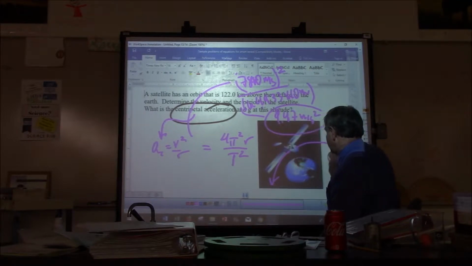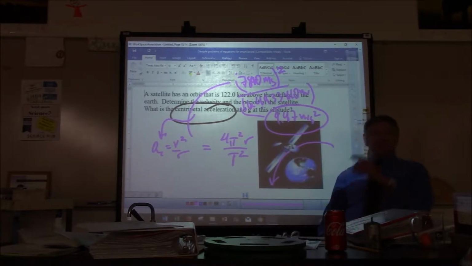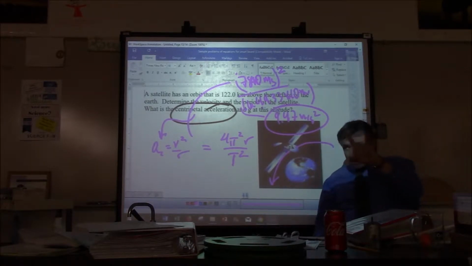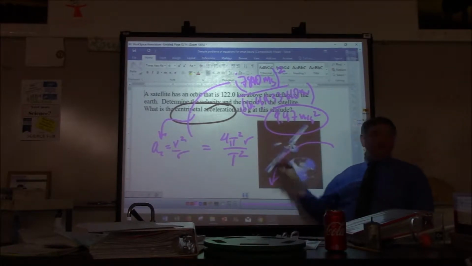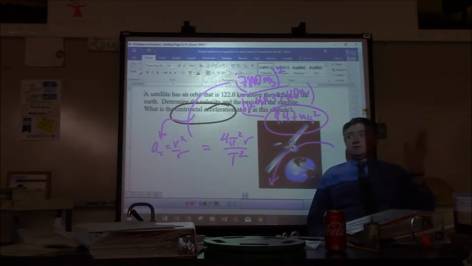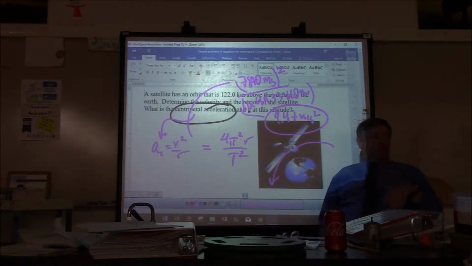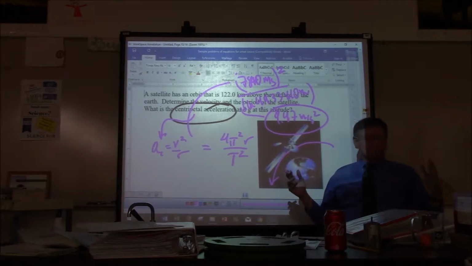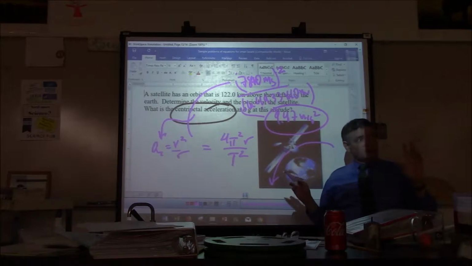Meters per second squared. So what that means is if you were this satellite in orbit around the Earth, you would actually feel a little bit lighter than you do right now. Because right now you're used to feeling 1 g, 9.8 meters per second squared. So you would feel just a little bit lighter than you do right now.